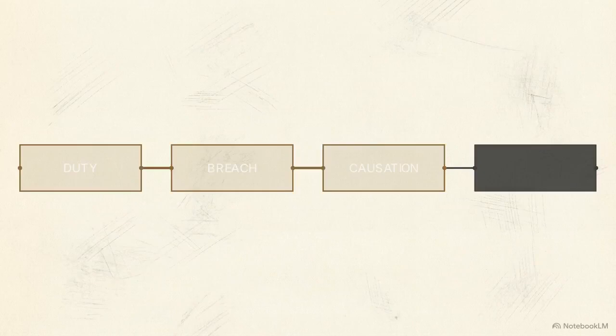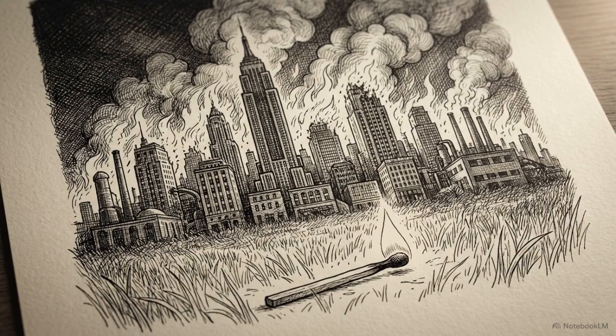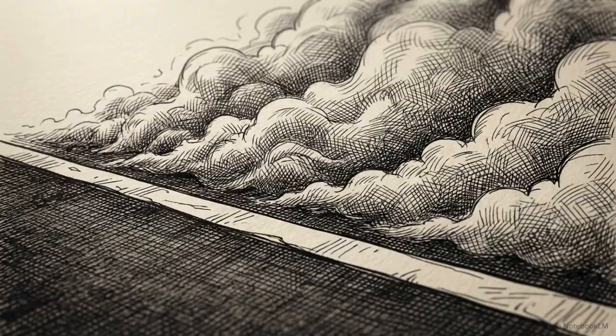We reach the final node, remoteness. Causation alone is dangerously broad. A single dropped match could factually trigger a chain reaction that burns down a whole city. Public policy dictates a strict boundary condition. A defendant cannot be held financially liable for infinite, freakish chain reactions.